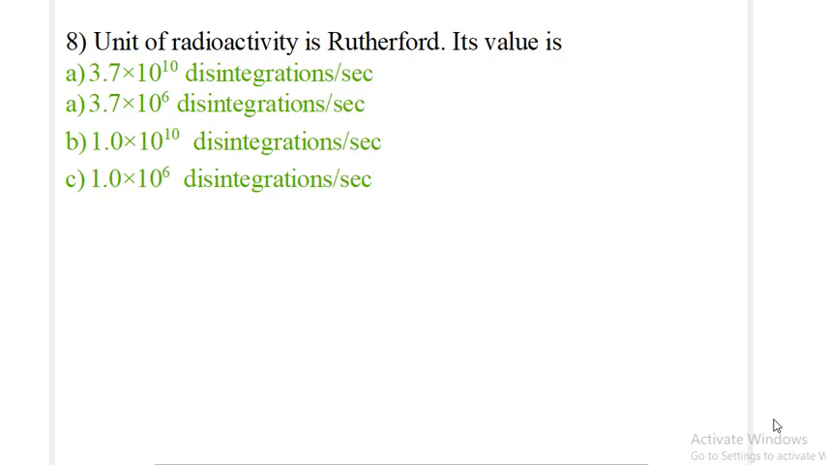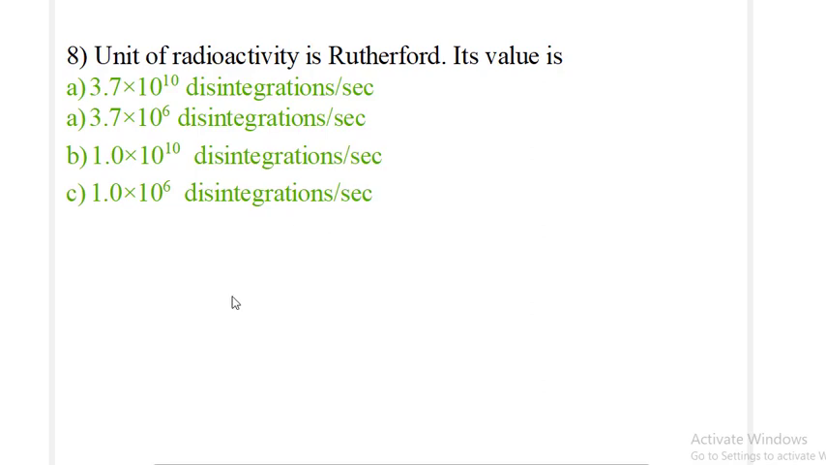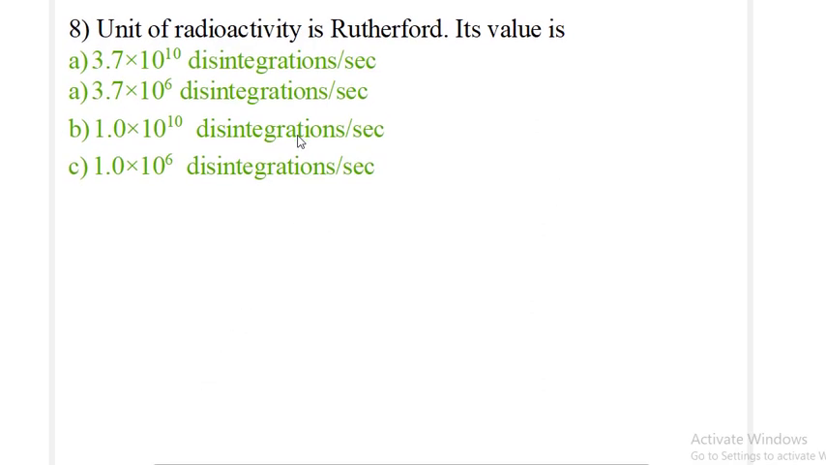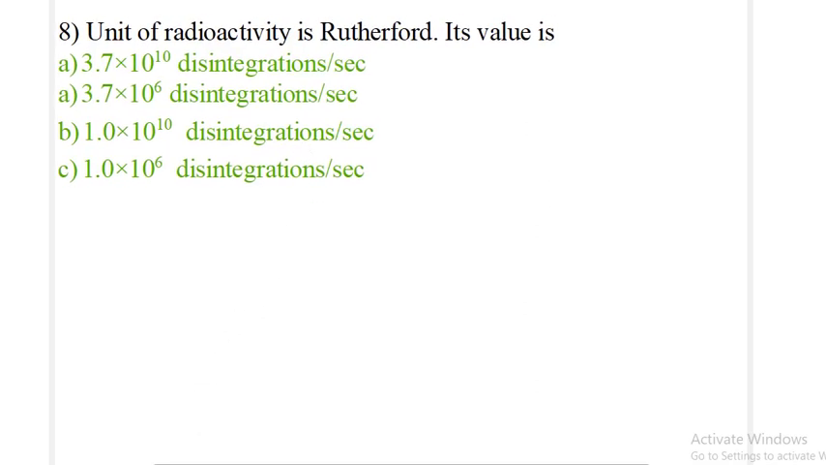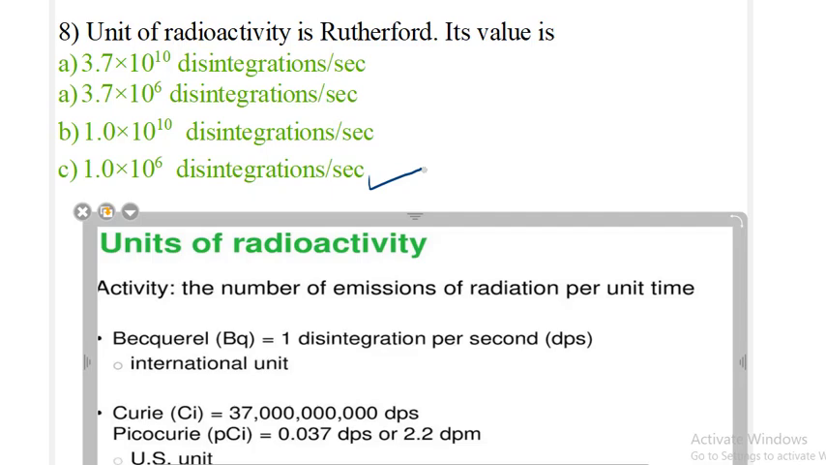Next is question number 8. Unit of radioactivity is Rutherford. Its value is. So here several values are given. So the correct answer in this case is 1 into 10⁶ disintegrations per second. So radioactivity is calculated in terms of disintegrations per second. So here the answer is this one.